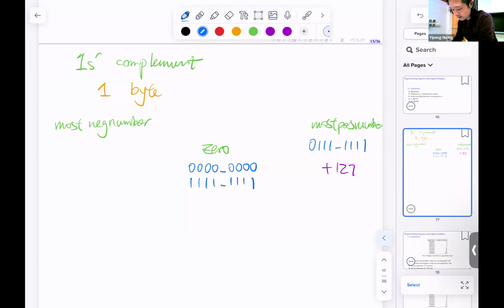So we want to follow the convention where the first bit, if it's 1, represents a negative number. So the most negative number is definitely going to begin with 1. And what's the most negative number we can possibly get? Negative 127, what's that representation? It's 1 followed by 7 zeros, right? This is negative 127. Good.